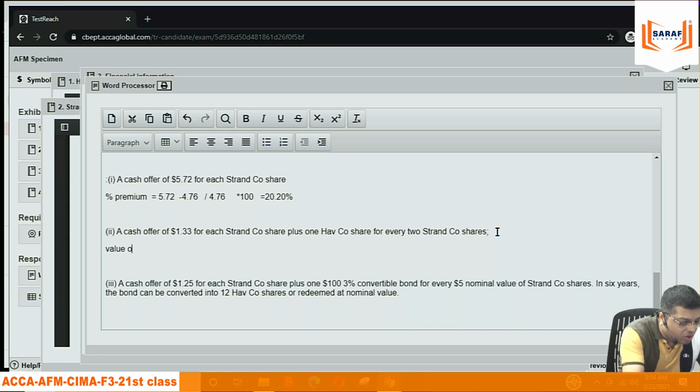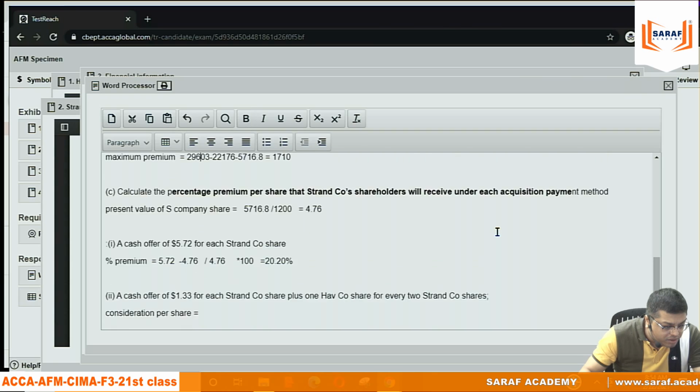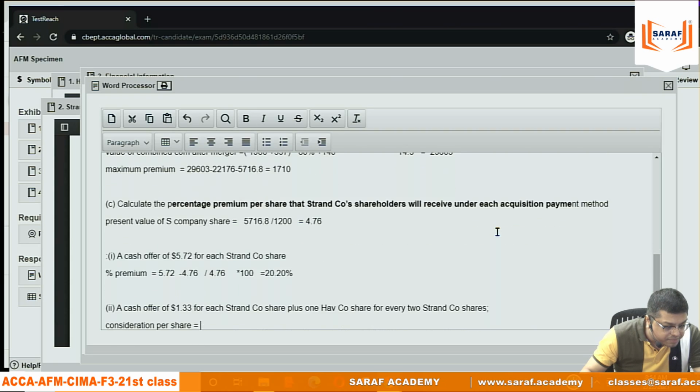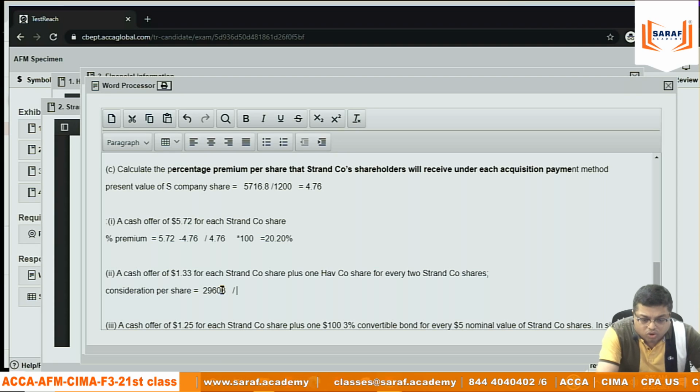Value of two shares, value of, I will say consideration per share. So for 2 share we are getting how much? 1 share. 1 share each, their share. What is the total value we have calculated above? After merger 29603.